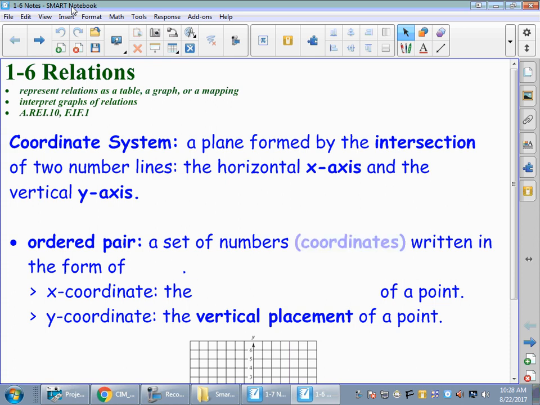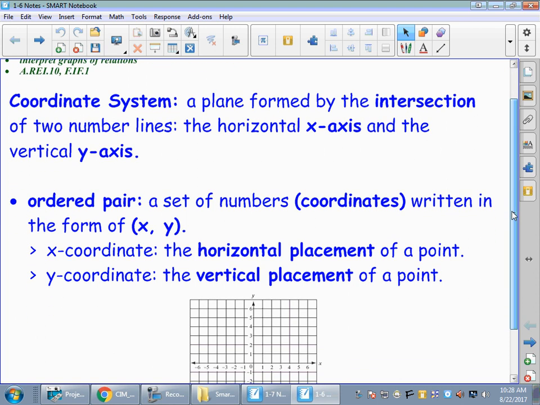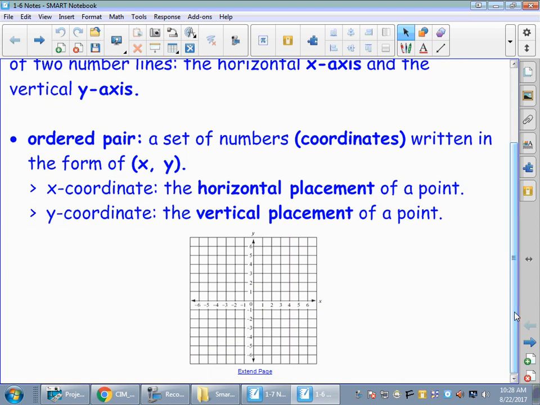Ordered pairs are a set of numbers, which we call coordinates, written in the form (x, y). I do require that you put a comma between these two numbers and that they are enclosed with parentheses. That tells me that you are listing an ordered pair, that you're telling me a spot on the coordinate plane. So I will mark you down if you don't have those two things. The x-coordinate is the horizontal placement of a point, and the y-coordinate is the vertical placement of a point.